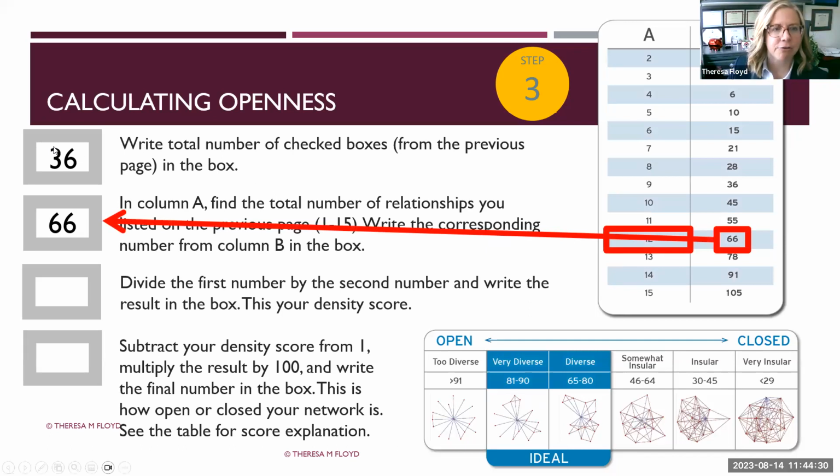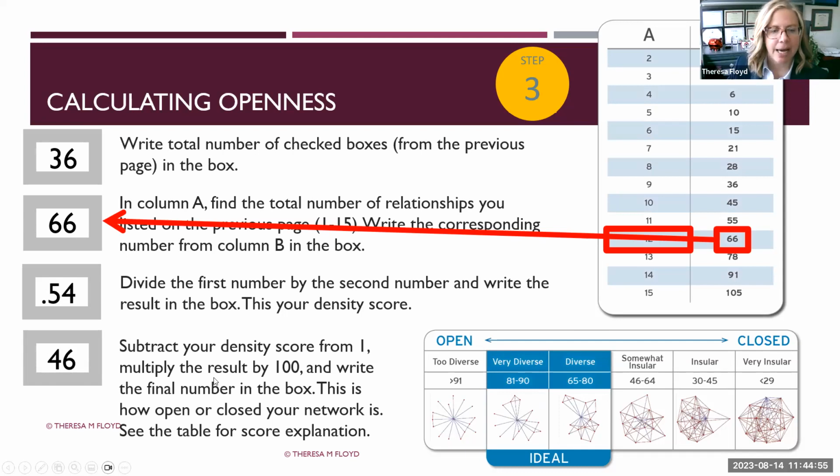And then you're going to take your first number, which is the relationships between your network contacts that does exist, divide it by the total number that could exist, and you get your density score. In this instance, it's 0.54. Then you subtract that from 1, multiply it by 100, and you've got your final openness score right here.